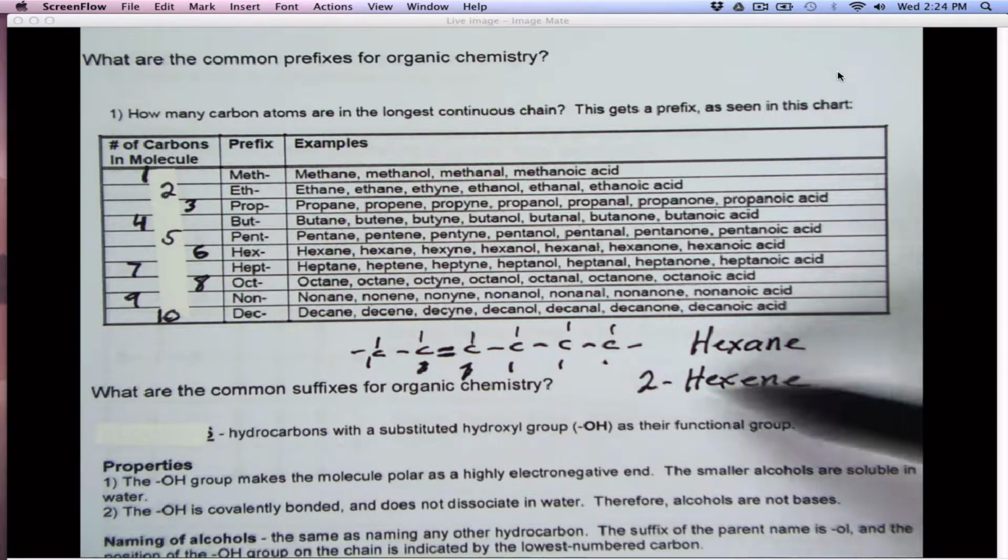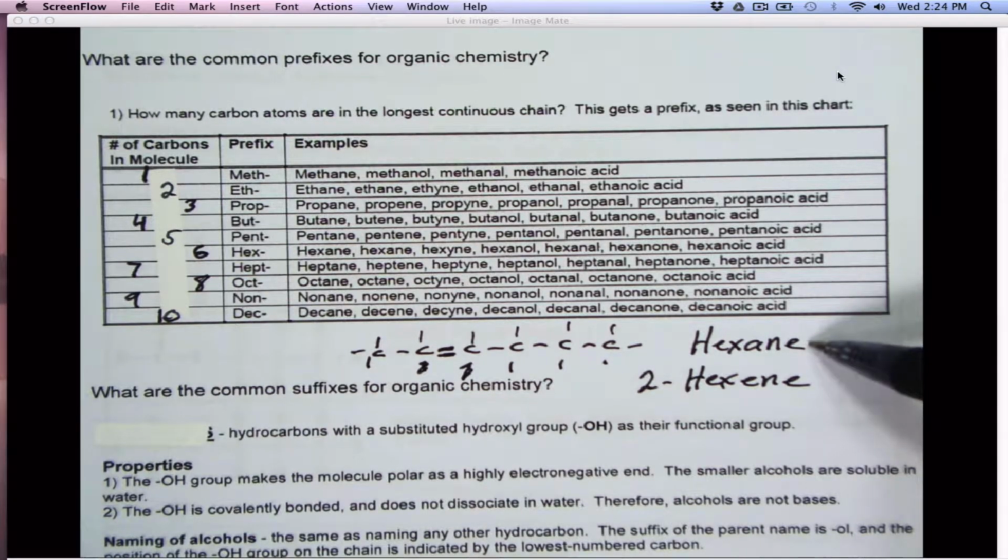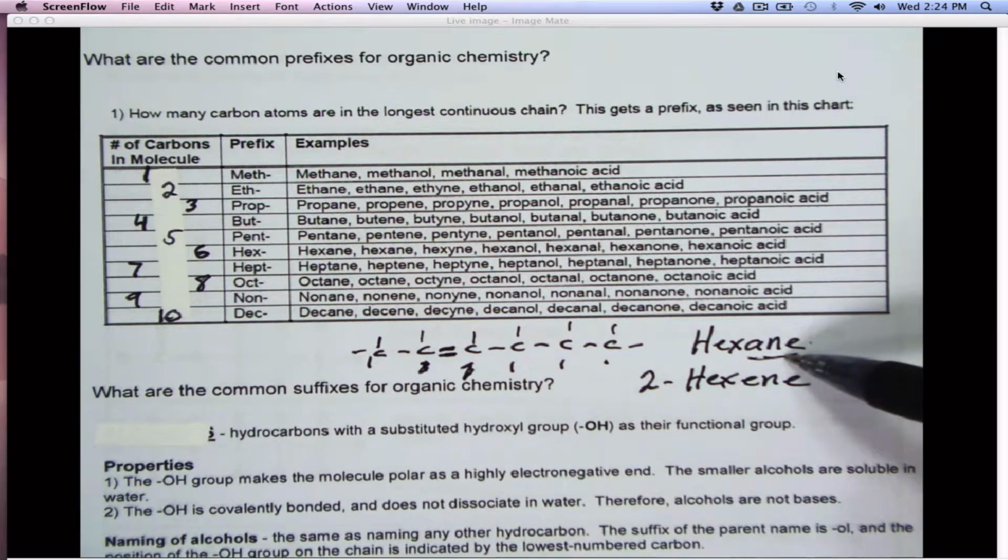All right, so make sure you know your prefixes, make sure you know your endings. The endings tell you what type of bonds are between the carbons. The beginnings tell you how many carbons you have consecutively.